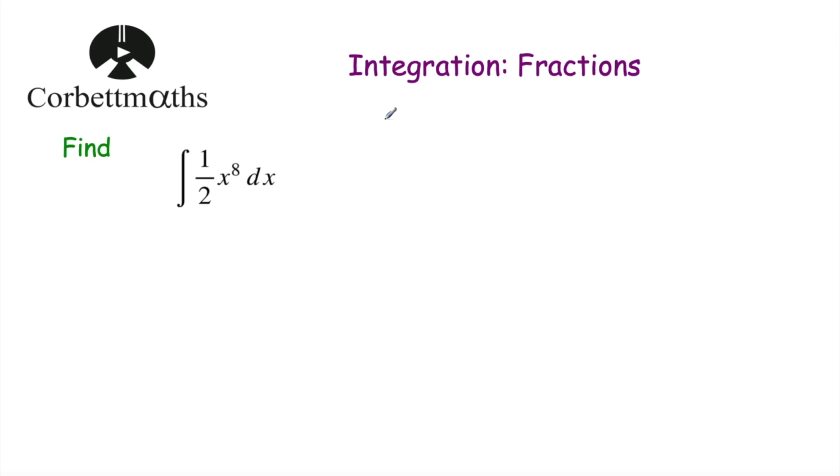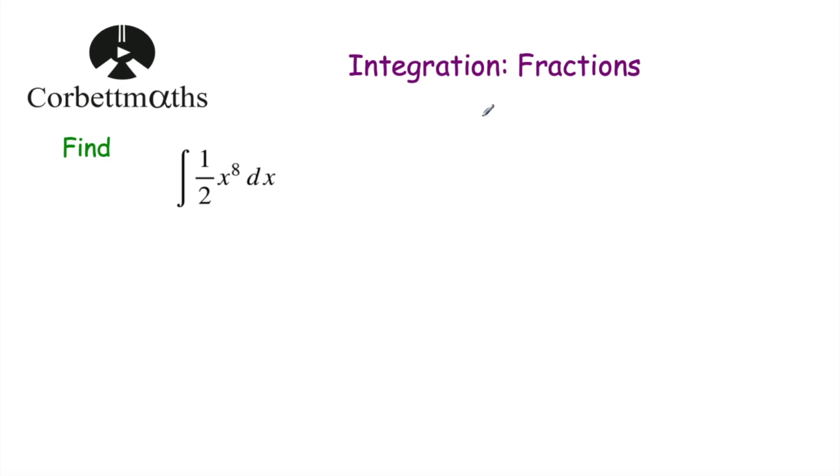In this video, we're going to look at the GCSE Further Maths topic of integration, and how to integrate whenever there's fractions involved. With GCSE Further Maths, the powers are always going to be integers, so the fractions are going to be the coefficients, the numbers at the front. So we're going to be dealing with integration such as finding the integral of a half x to the power of 8 with respect to x, where we've got this fraction and how to deal with that.